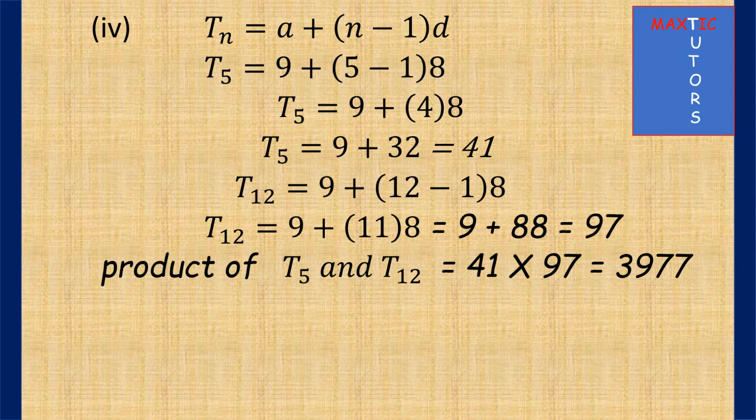The fourth question says you should find the fifth term and the 12th term and find the product. That means multiply the two. So using n equals 5, your T5 is equal to 41. And to get T12, that is when n equals 12, your T12 is 97. And product simply means multiplication. So I'm going to multiply T5 and T12, and that will give me 3,977.